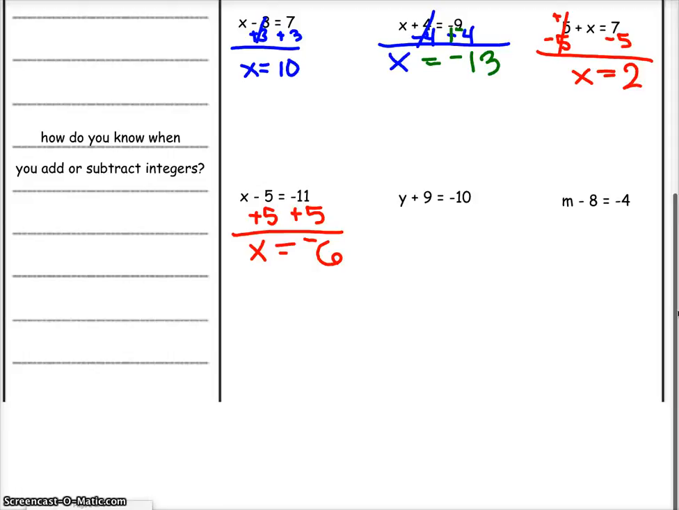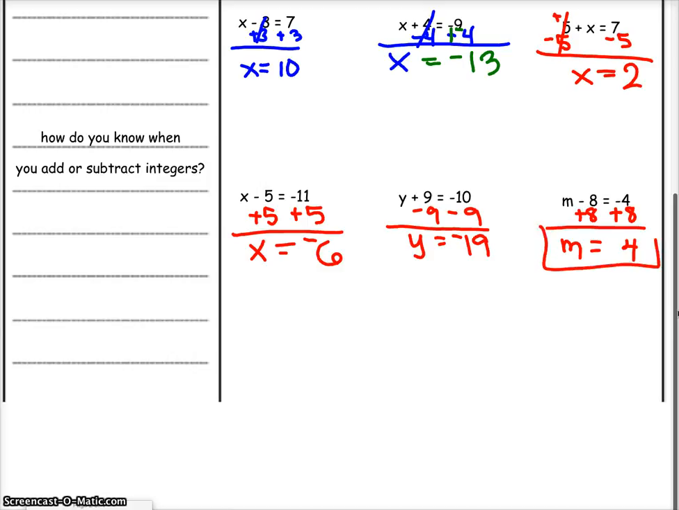Okay, y plus 9 equals negative 10. Subtract 9. Y equals, now am I going to add or subtract these? Add, make it negative. I add because they're the same sign. So same sign, you add it up, keep it negative. Okay, plus 8 on the next one, plus 8. M equals, do I add or subtract these? And is it positive or negative? Positive, because I have 8 positive, 4 negative.